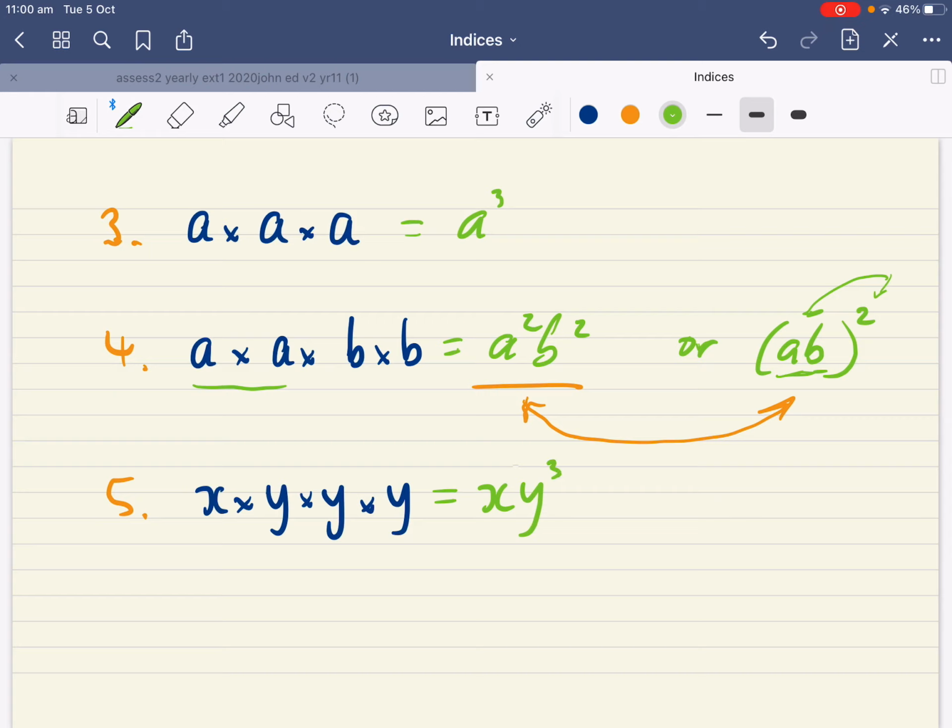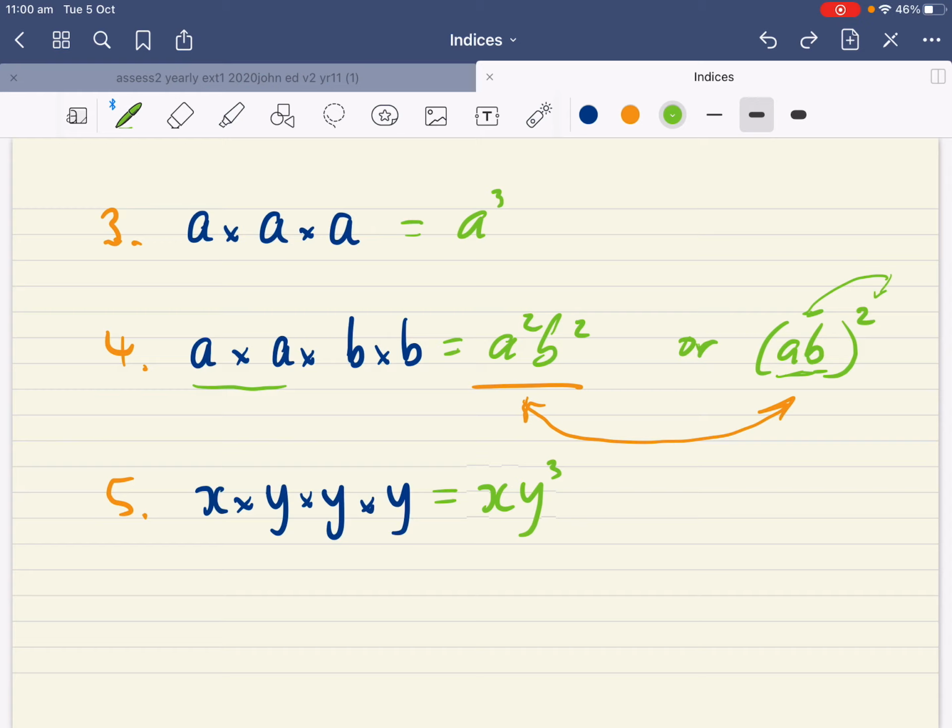Right, note that 3 there, or that index of 3, is only attached to the y. If that 3 was going to be attached to the x as well, you'd have to actually manually write a 3 there, which of course would be wrong for our question, or put those brackets around it, meaning everything's been taken to that power of 3.